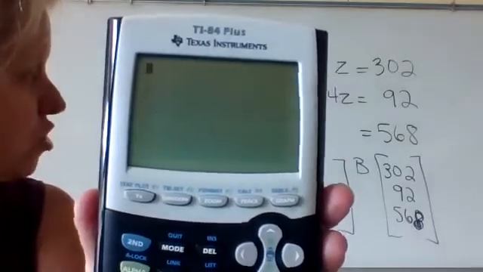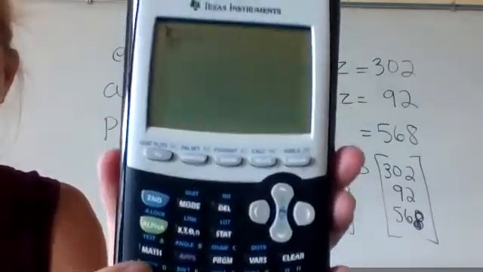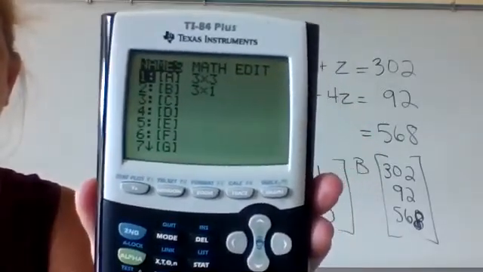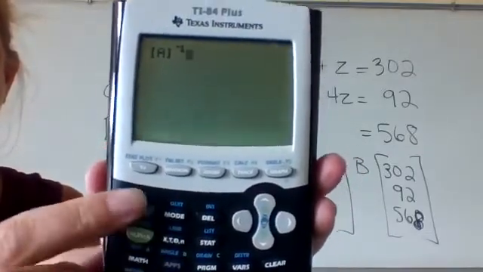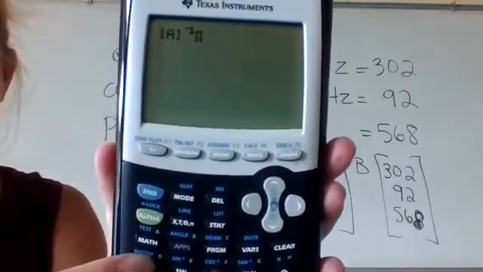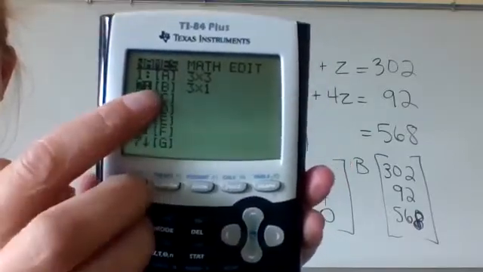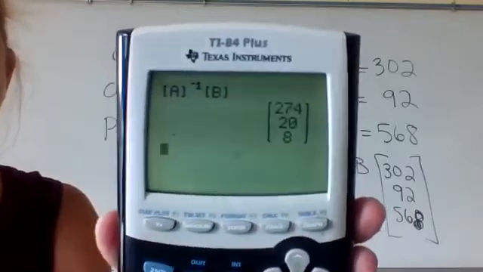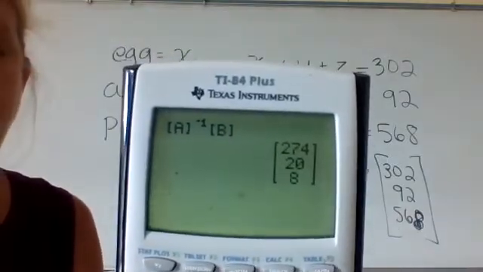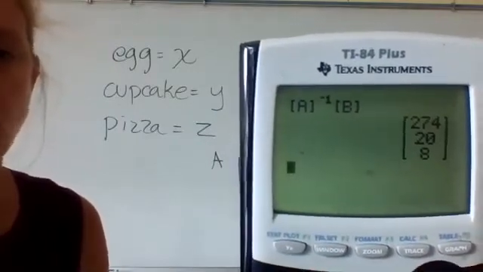Now is when you're going to want to do your matrix A to the -1, matrix B. So second matrix A, so enter, hit your X to the -1 button, and then second matrix, make sure you go down to get to B, enter, and enter. So there is how much cholesterol each item has. The egg, which is first, has 274. The cupcake has 20, and the pizza has 8.